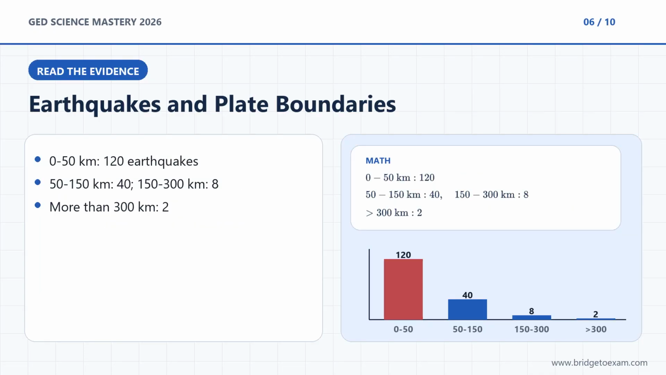Now read the data. A geologist counted earthquakes by distance from the nearest plate boundary. Within 0 to 50 kilometers, there were 120 earthquakes. From 50 to 150 kilometers, there were 40. From 150 to 300 kilometers, there were 8. Farther than 300 kilometers, there were only 2. The pattern is clear. Earthquakes become much less common as you move away from plate boundaries.